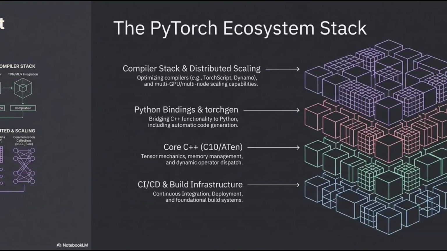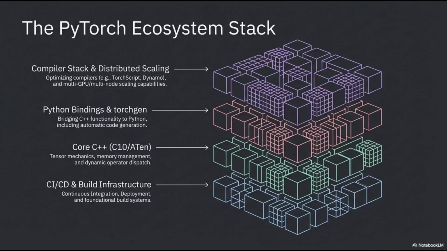Detailing the comprehensive PyTorch ecosystem stack, we begin at the top with the compiler stack and distributed scaling. This crucial layer encompasses optimizing compilers such as TorchScript and Dynamo, along with robust capabilities for multi-GPU and multi-node scaling.